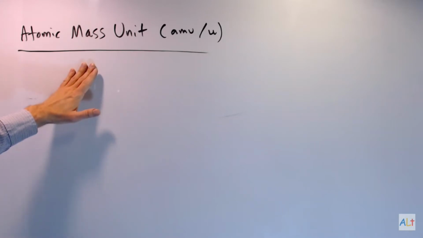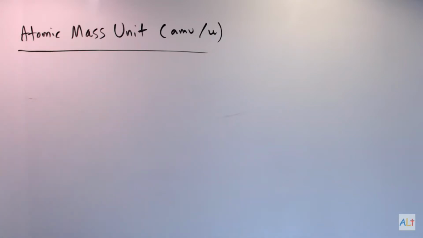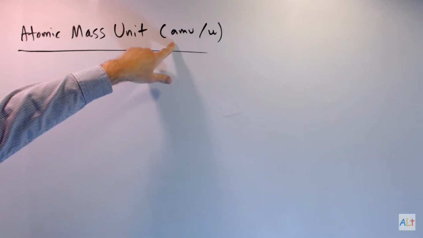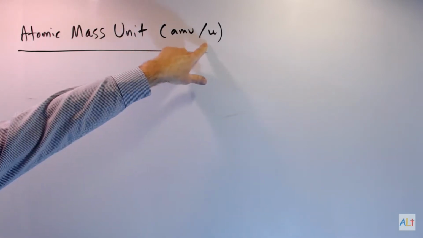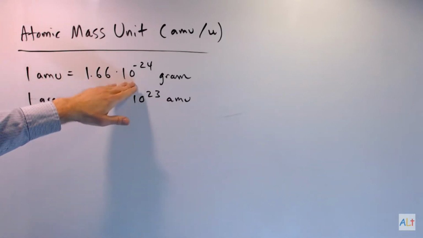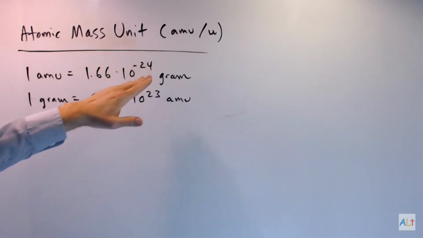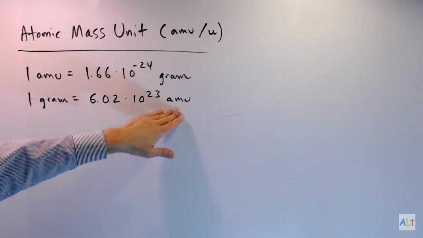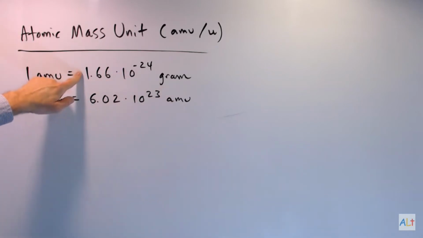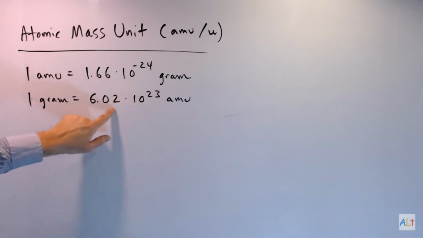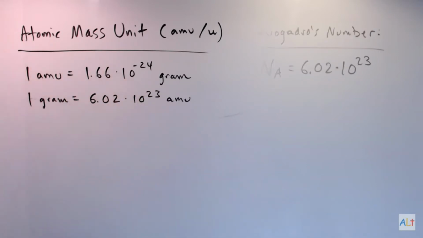Measuring the masses of individual atoms and molecules in terms of standard mass units is inconvenient, so someone invented the atomic mass unit, known as the AMU for short, or even just U. One atomic mass unit is 1.66 times 10 to the power of negative 24 grams. 1 gram is 6.02 times 10 to the power of 23 atomic mass units. These two numbers are reciprocals, and this number is Avogadro's number.